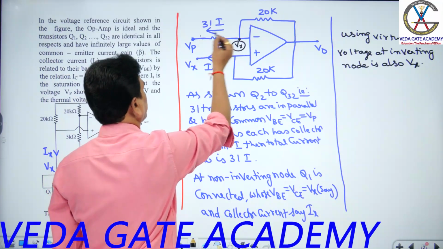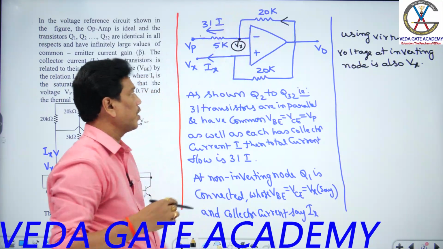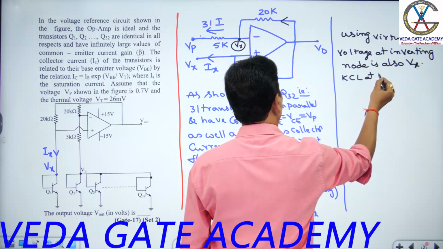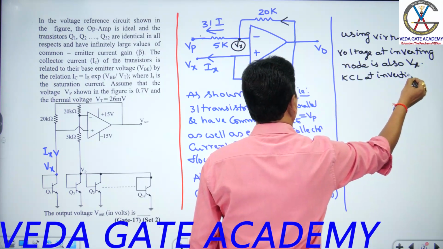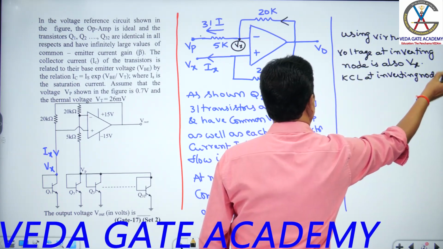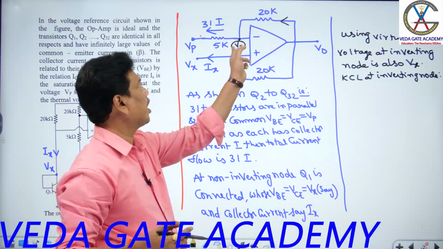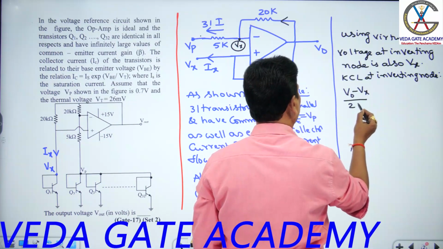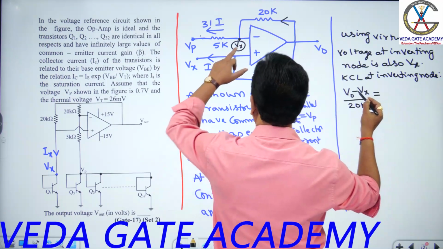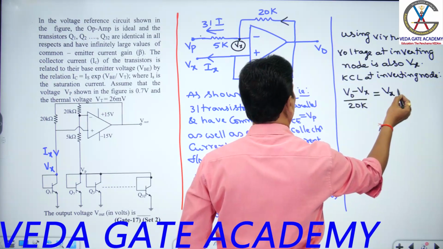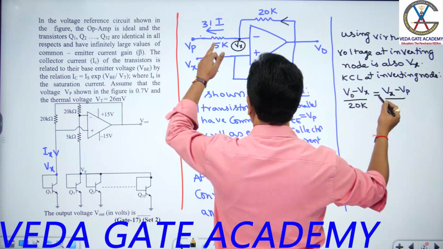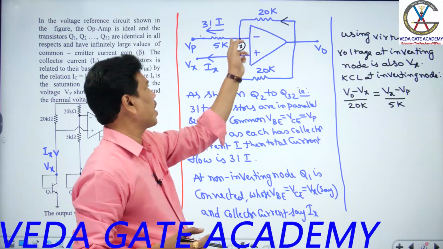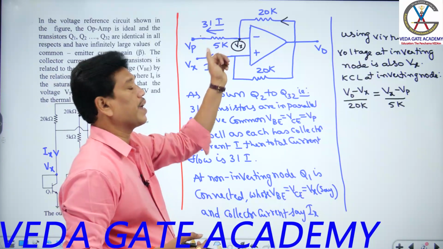Now I assume the corresponding current flows like this, students. I indicate the current flow like this. Now KCL at the inverting node, students: V0 minus Vx by 20k equals Vx minus Vp by 5k. Confirm, students.